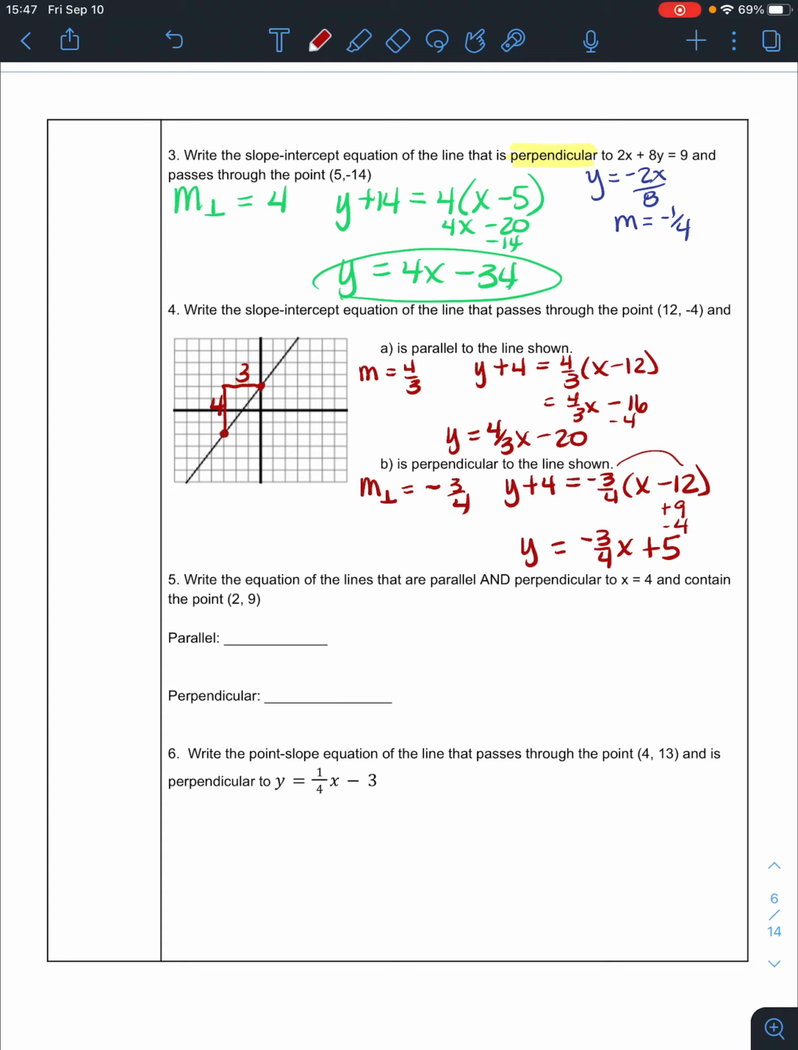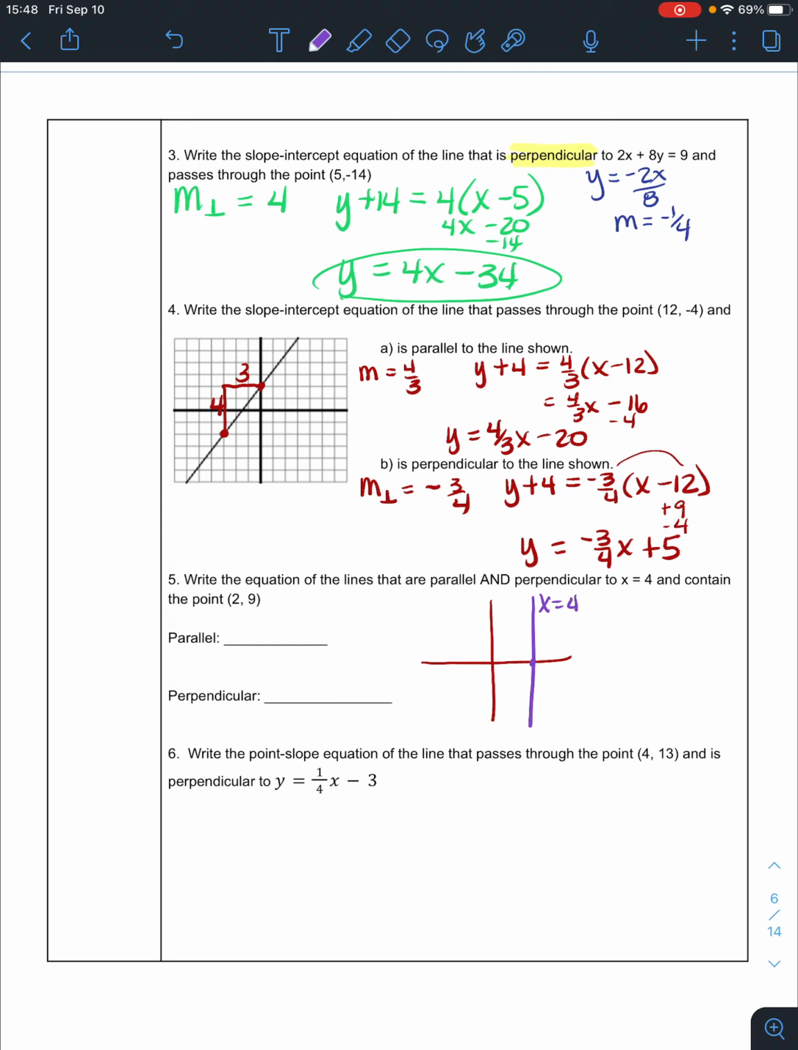So we want to be parallel to x is equal to 4. That means we need to have an understanding of what x is equal to 4 looks like. So x is equal to 4. It crosses through the x-axis at 4. So here is the original line, x is equal to 4. I want to be parallel to that.